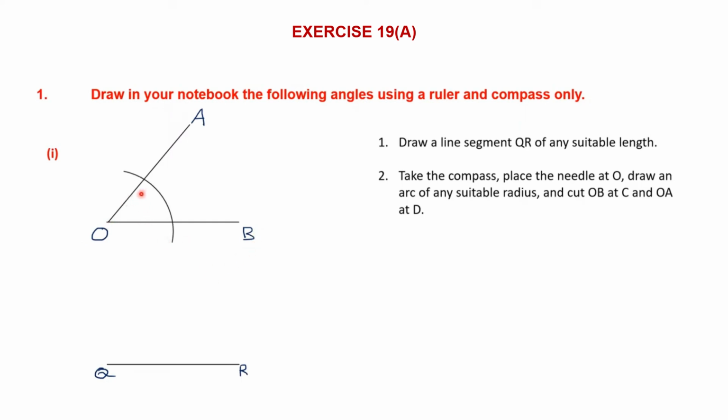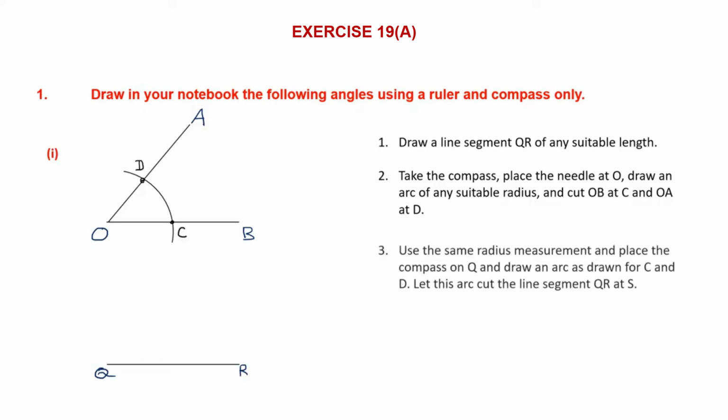Now you can see that this arc is cutting the line segment OB at a particular point. We're going to name that point C. This is C. And it's cutting OA at another particular point. We're going to name it D. So we're talking about this point and this point where the arc has cut.